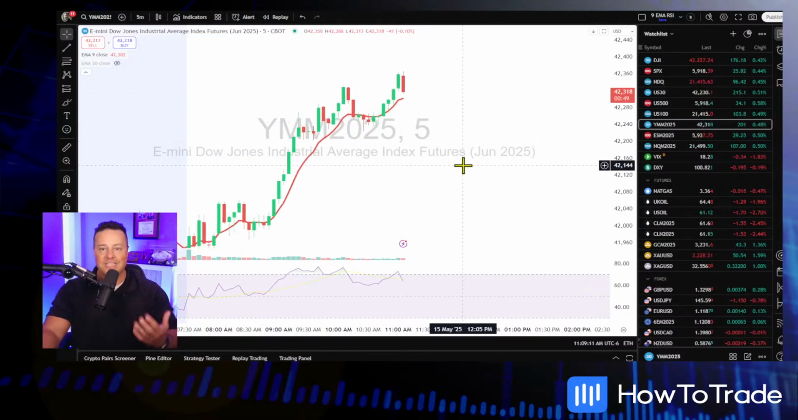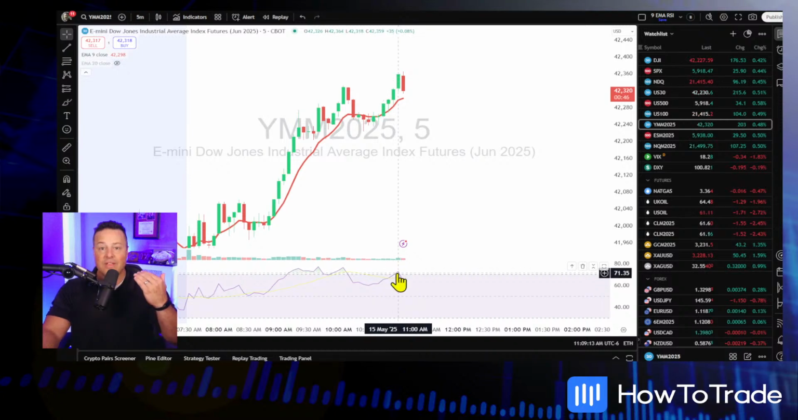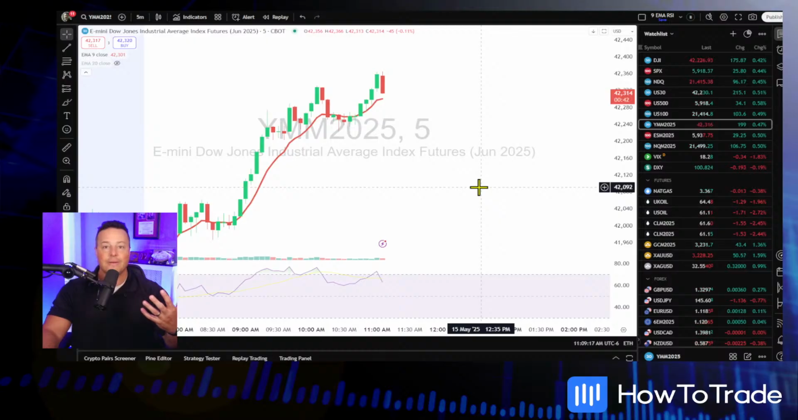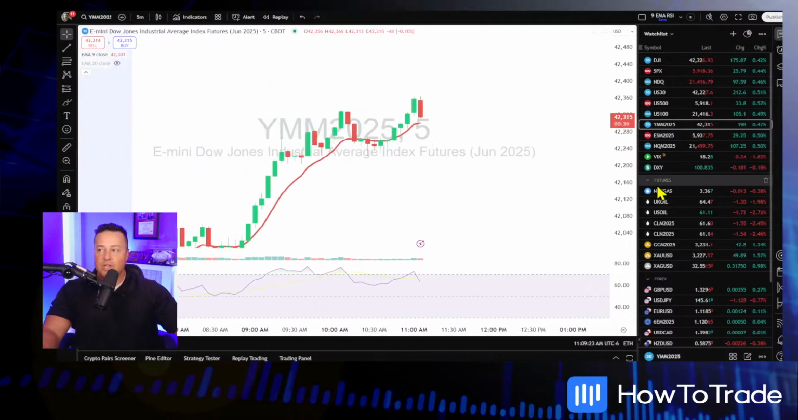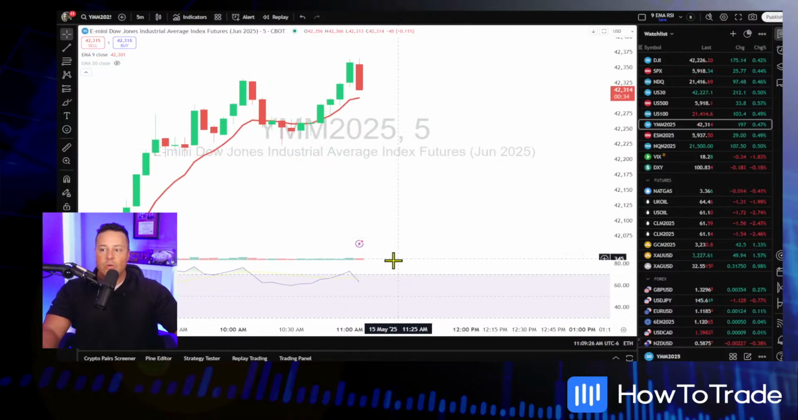Now, our RSI, when we get above 70, we're going to look to sell. When it gets below 30, we're going to look to buy. That easy. There's nothing else to it. So right here, if we're looking at the E-mini Dow futures, you've got a 5-minute chart working. We are in overbought territory, so we're going to look to sell.